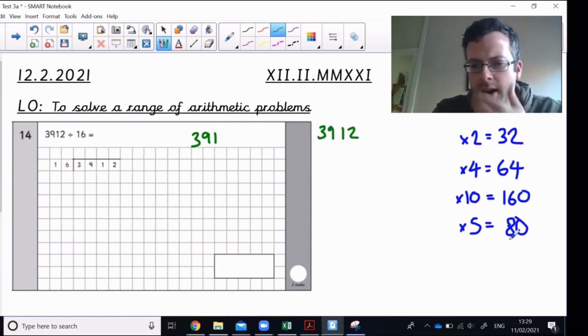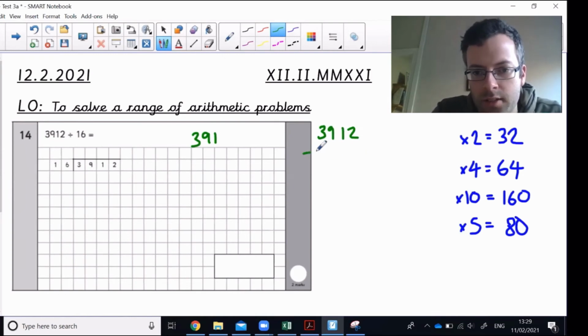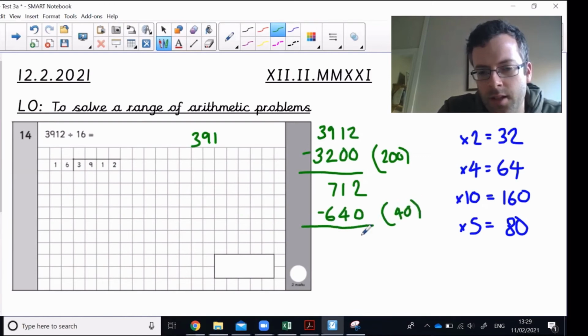3,912. So I'm going to take away 3,200. 20 lots would be 320, so 200 lots is 3,200. That's 200 lots. So I'm left with 2 ones, 1 ten, 7 hundreds, and no thousands. Then I've got 712. Well, if I take away 640, which is 10 more than that, so it's 40 lots, take away 640, which is going to be 40 lots. That leaves me with 2 ones.